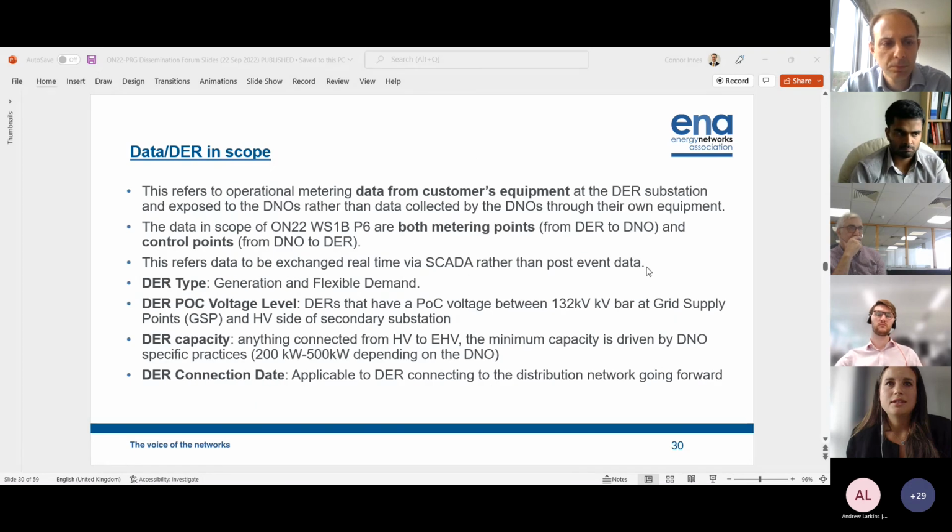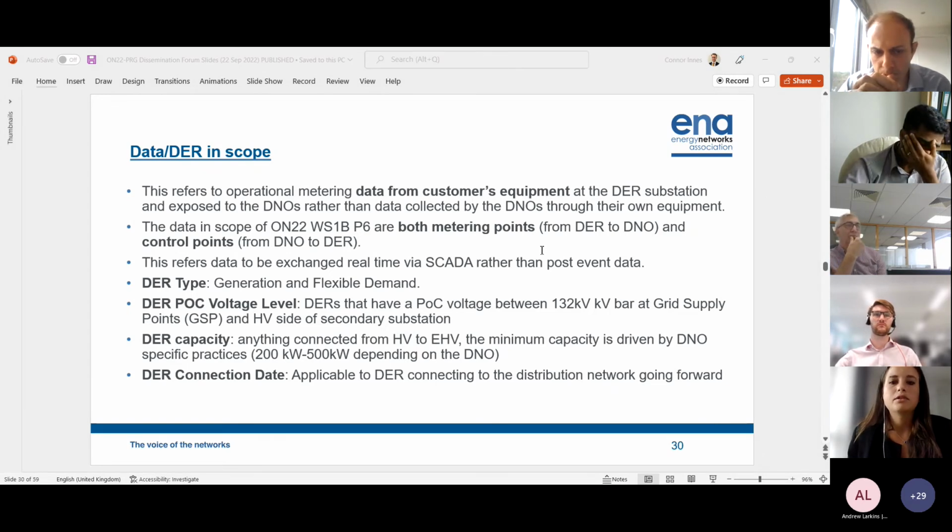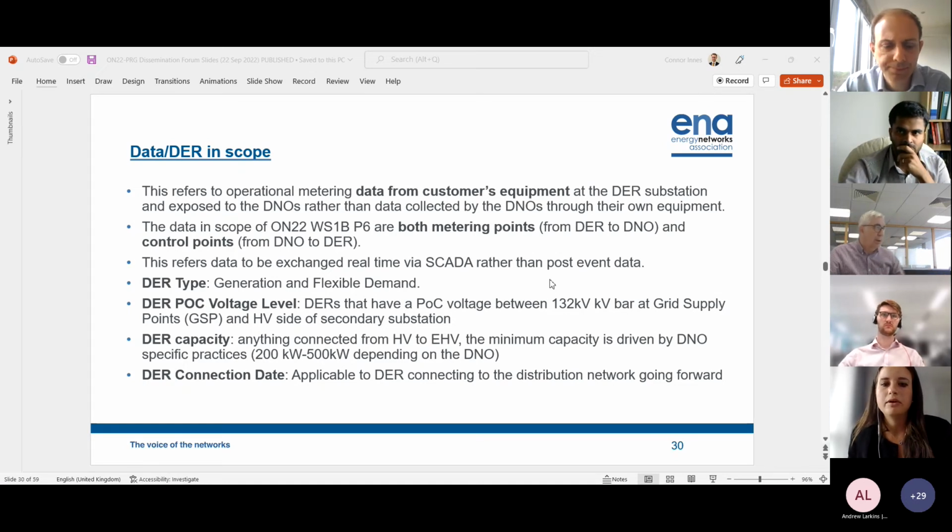Just to set the boundary of which DR and which data points are in scope: as I mentioned, the data are both metering points, which are points from the DR to the DNO, but also control points from the DNO back to the DR. This refers to operational metering data from the customer equipment at the DR substation rather than DNO equipment. For example, the DNO would have their own operational metering, and the customer would have their own. This work refers to the customer side, the customer-owned equipment.